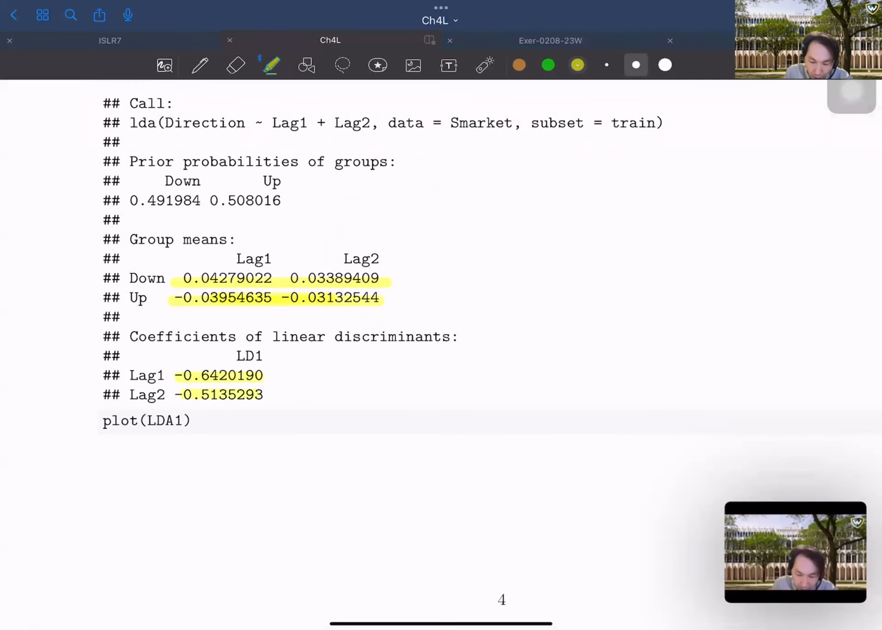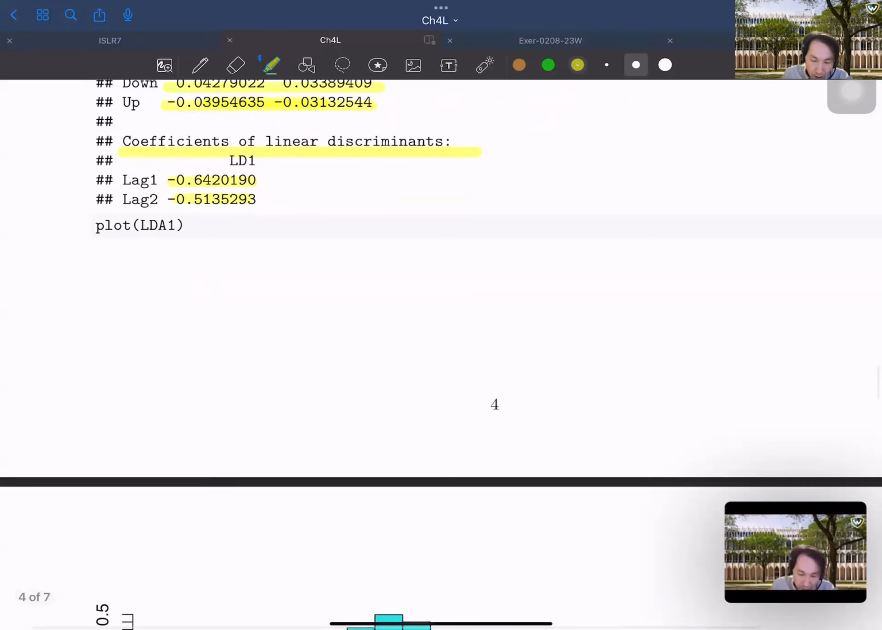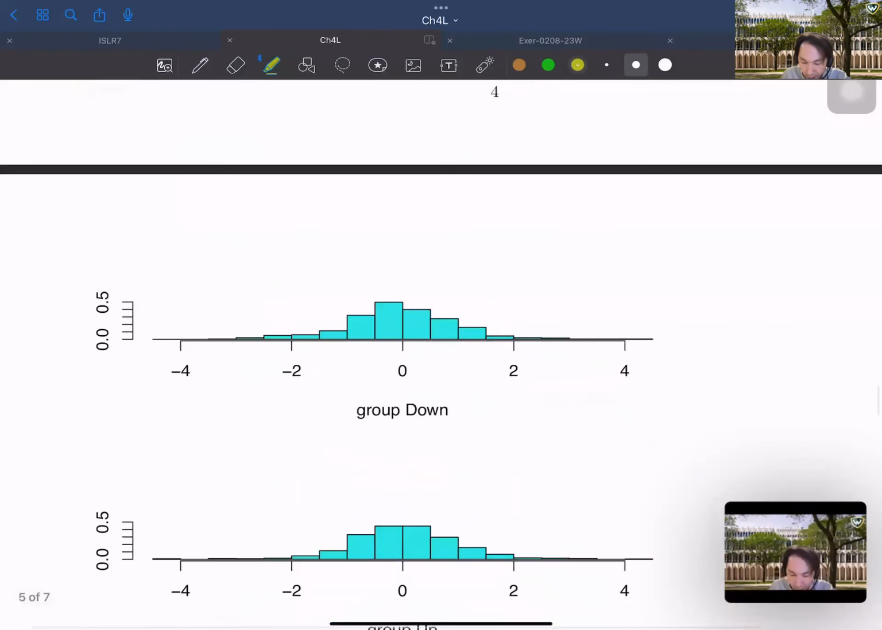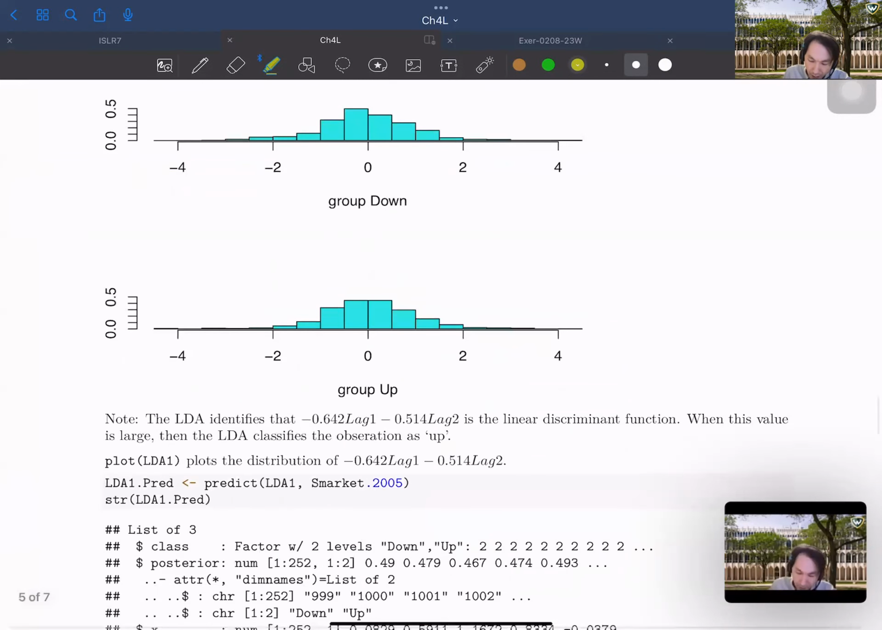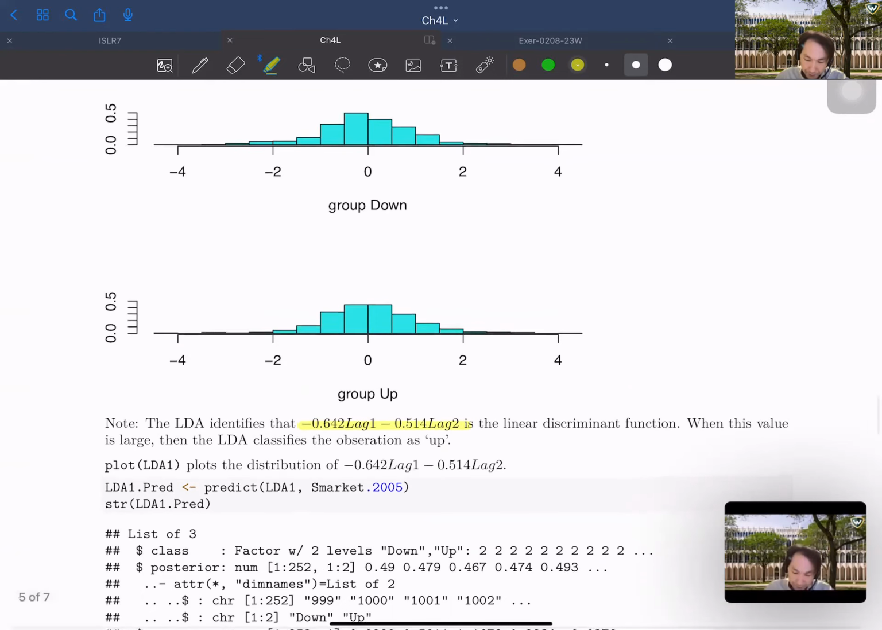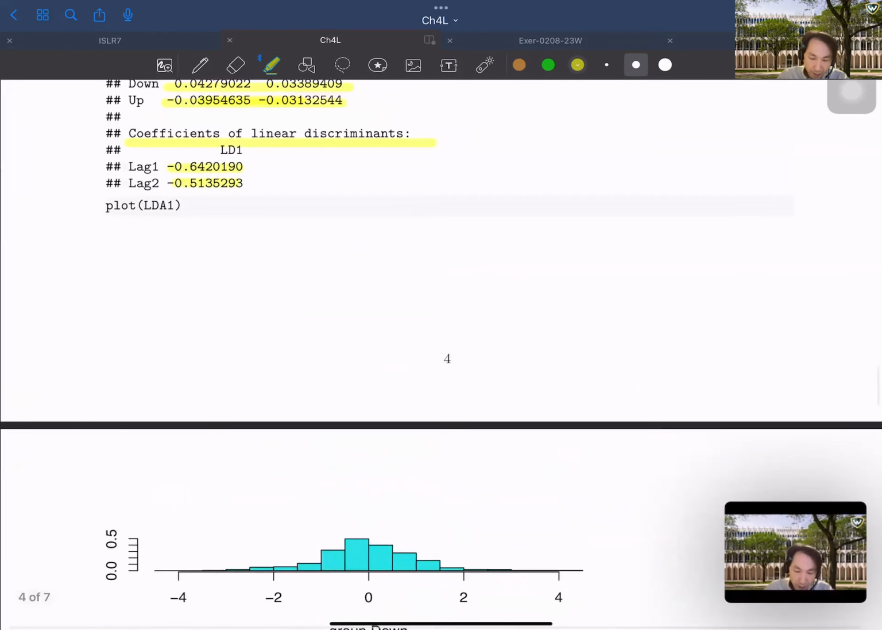And here are the coefficients of linear discriminant. What linear combination of lag1 and lag2 is useful to predict the stock market direction? Actually, 0.64 times lag1 minus 0.51 times lag2 is the best linear combination to predict the stock market direction. So those numbers appear here.